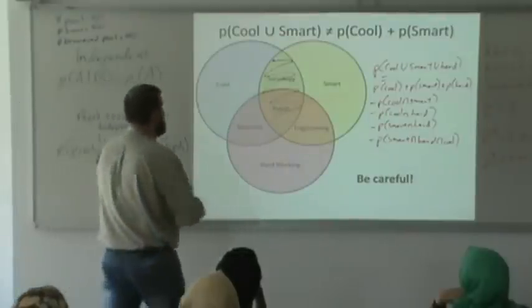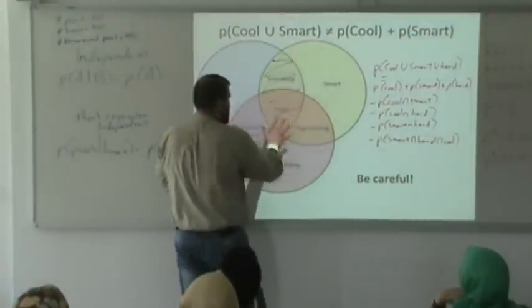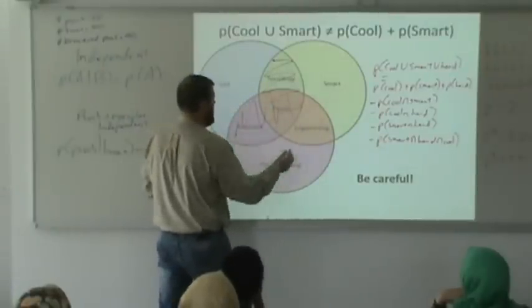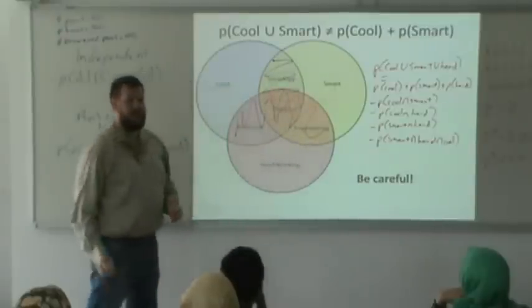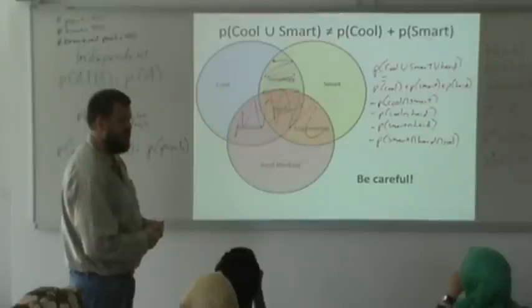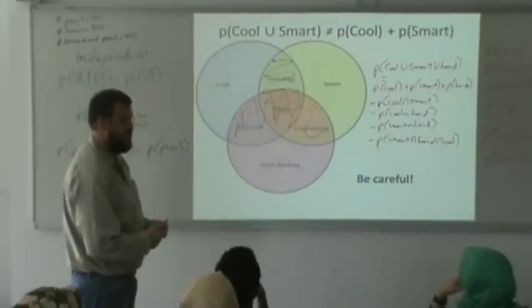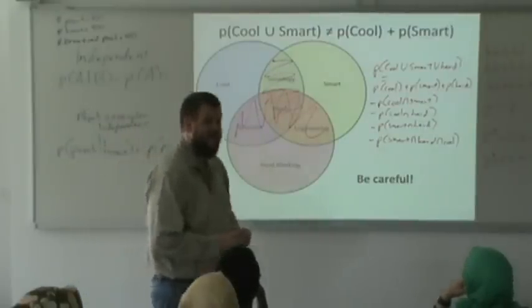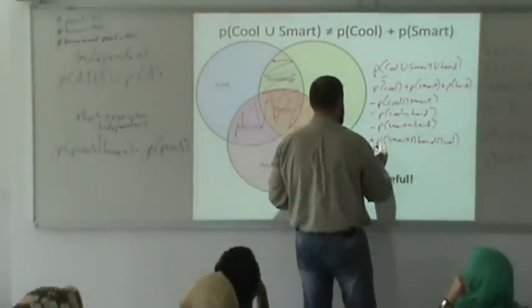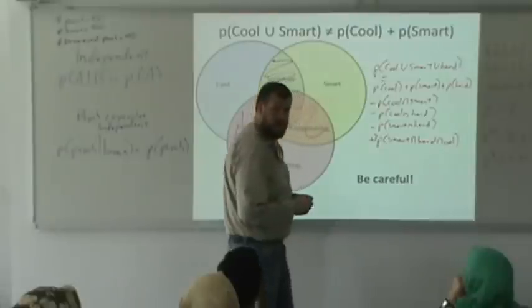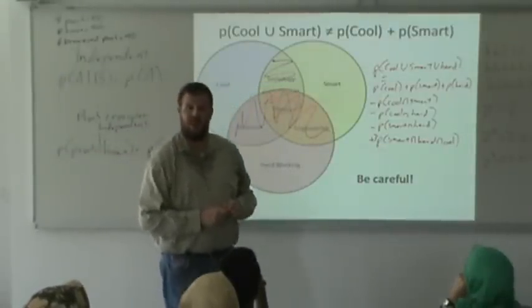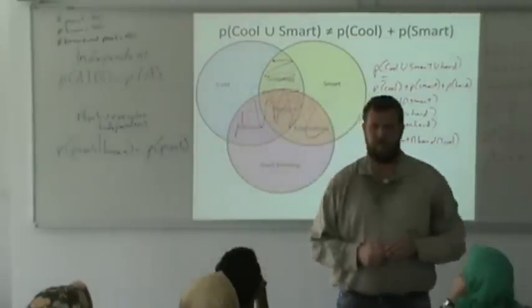So what we did when we got this one, we got rid of the overlap. Then here we got rid of the overlap. And then here we got rid of the overlap. 3 times. So it's the smart and hard and cool, which will be added 3 times. Is that right? Plus 2. Minus. All right.